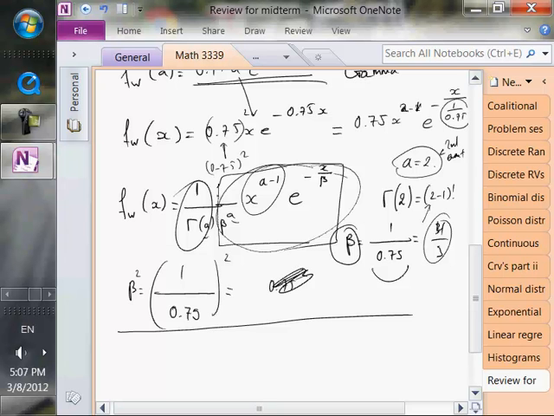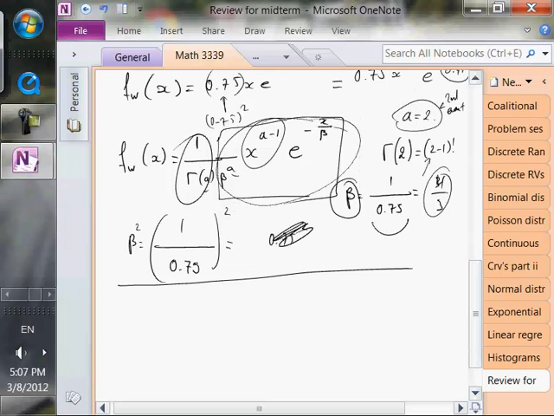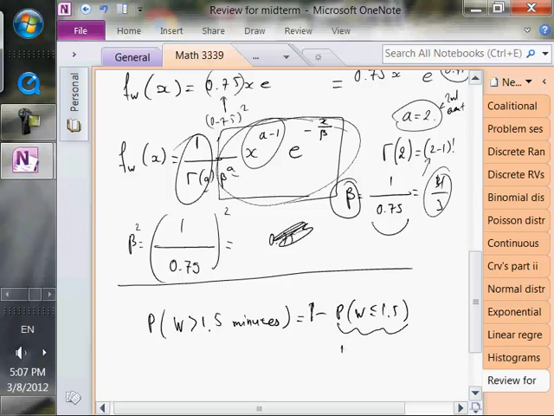So what is the probability of waiting more than 1.5 minutes with this gamma? How do you calculate this? This is 1 minus the probability that W will be less than or equal to 1.5 minutes. So what is this here? This is the cumulative distribution of W, evaluated at 1.5. Now, do we have the gamma tables anywhere?